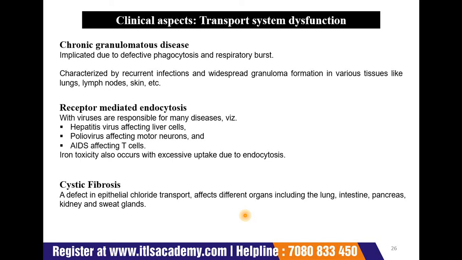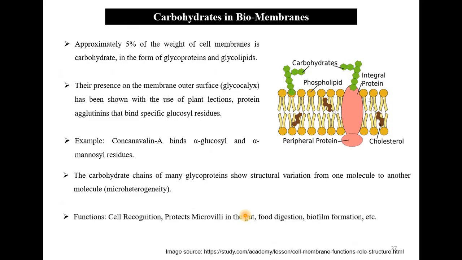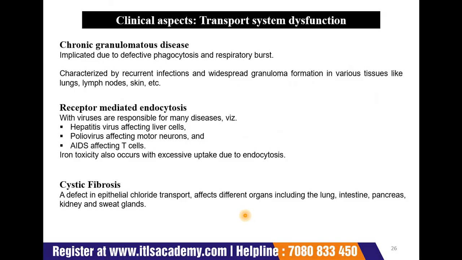There is receptor-mediated endocytosis dysfunction. There are a lot of viruses which are responsible for many diseases: hepatitis virus affecting liver cells, poliovirus affecting motor neurons, AIDS affecting T cells, and also there's iron toxicity which occurs with excessive uptake due to endocytosis. Now we have cystic fibrosis, which we've already discussed earlier. There's a defect in epithelial chloride transport which affects different organs, including the lung, intestine, pancreas, kidney, and the sweat glands. This is basically a recessive genetic disorder.